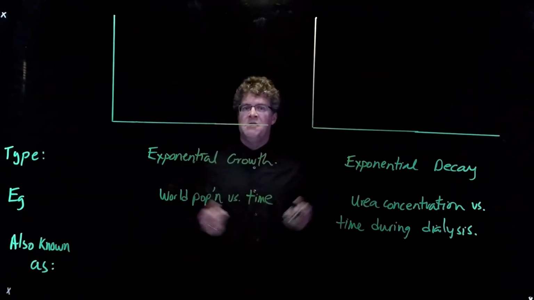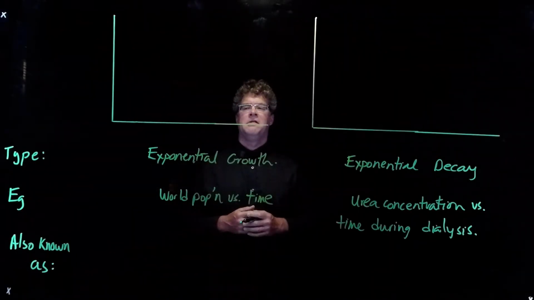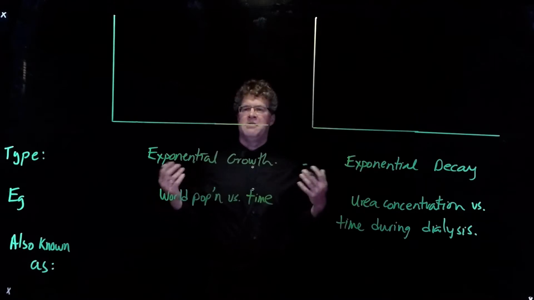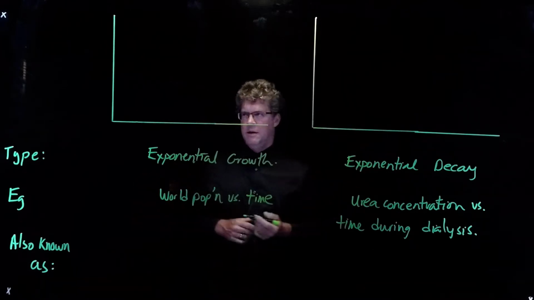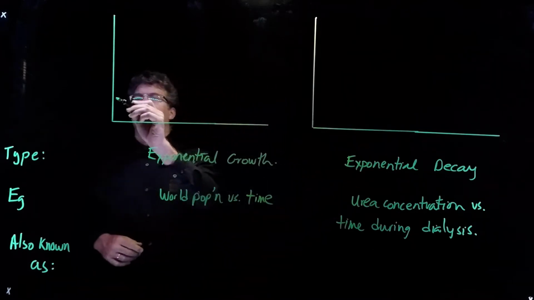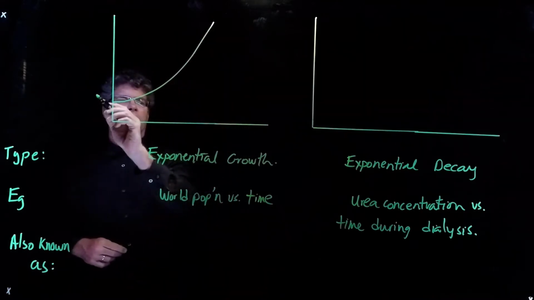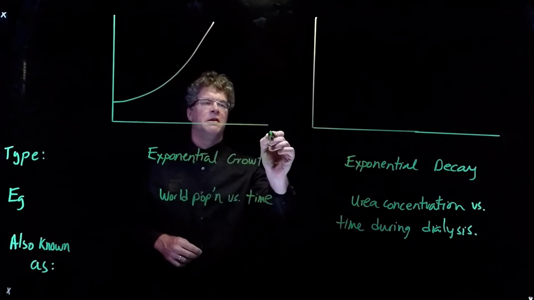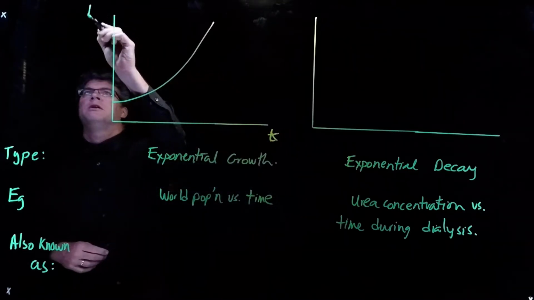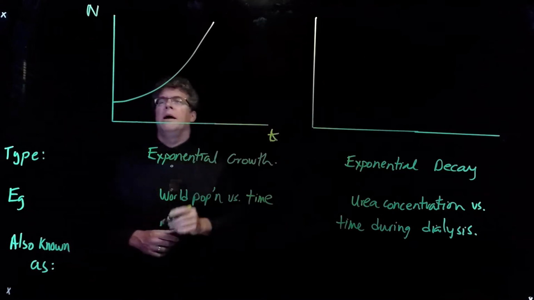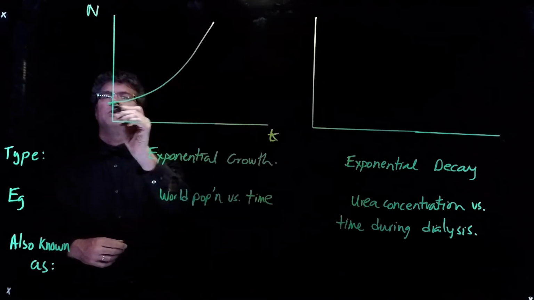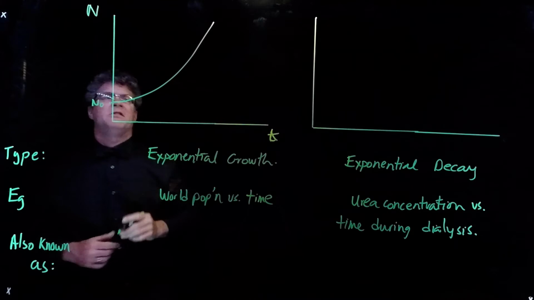Two key functions that we see a lot in biocalculus are exponential growth and exponential decay. The exponential growth curve looks like this. And we can think about this as time, and this is the world population here. And this would be the initial population when we start measuring.